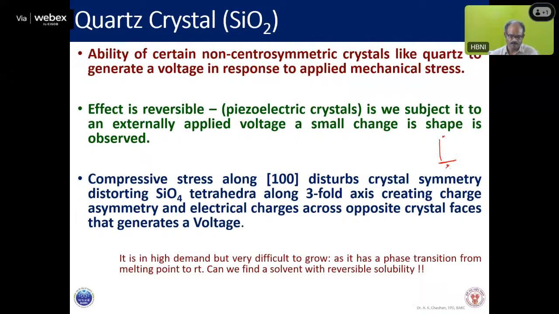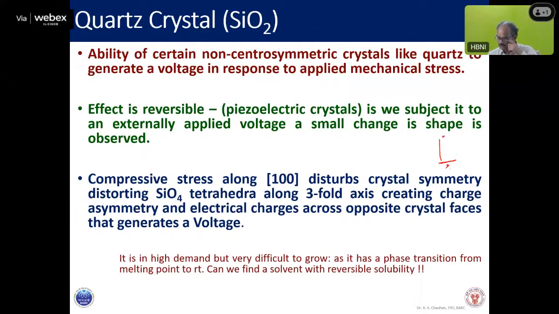And it is in high demand, but it is very difficult to grow, because it has a phase transition from melting point to room temperature. So it cannot be grown by any of the melt methods. So then what are left are vapor methods or solution methods.